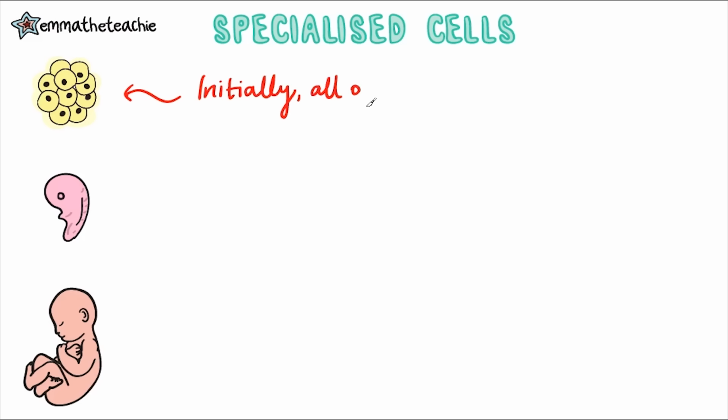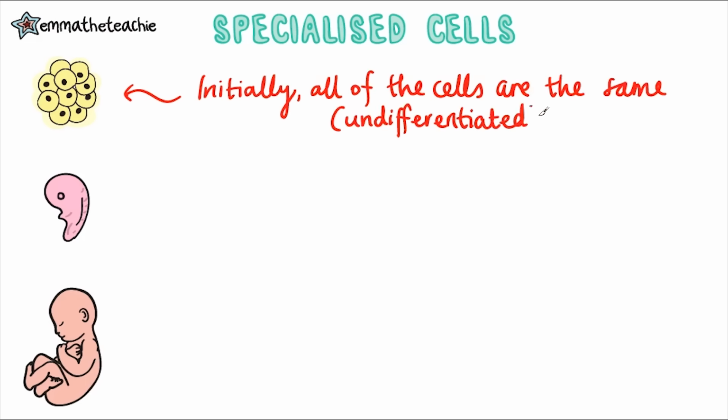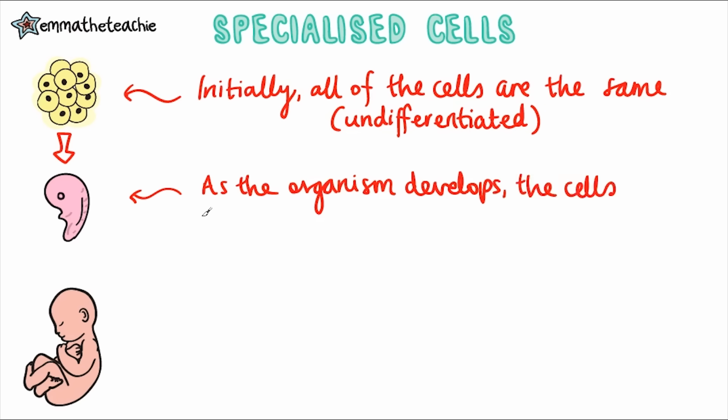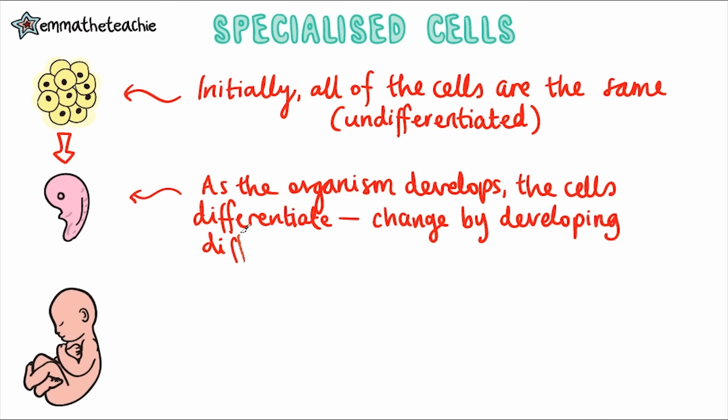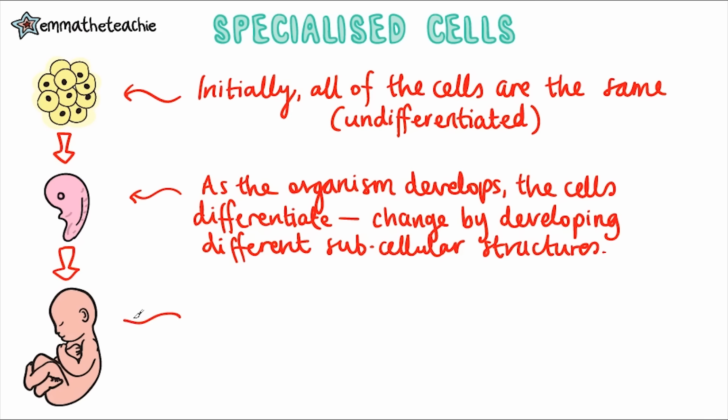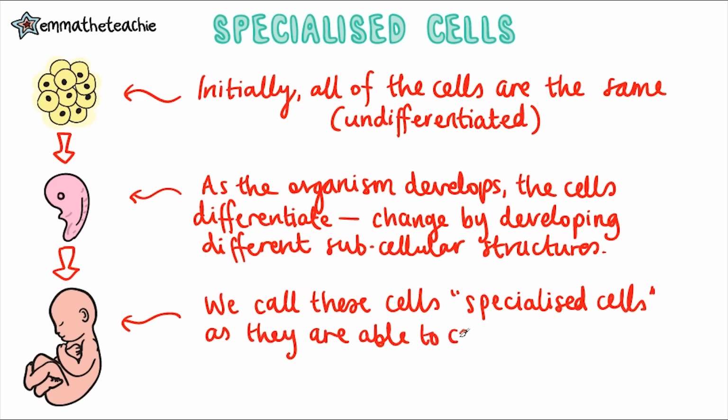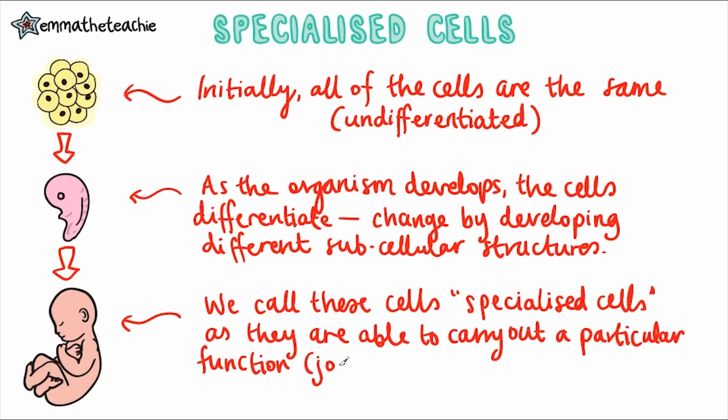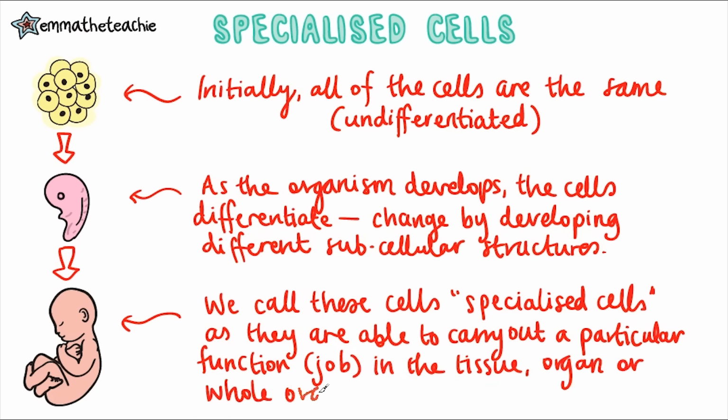When a new organism is growing, initially all of the cells are the same, i.e., they are undifferentiated. As the organism develops, the cells do differentiate. This means that they change by developing different subcellular structures. We'll look at examples of these in just a moment. We call these cells that have developed the subcellular structures specialized cells, as they are able to carry out a particular function, or that's just a fancy word for a job. This will be in the tissue, organ, or whole organism in which they are found.